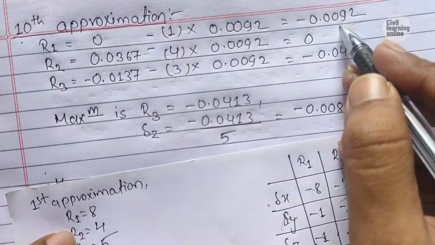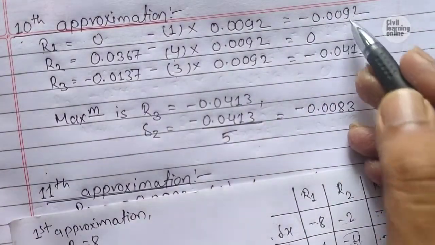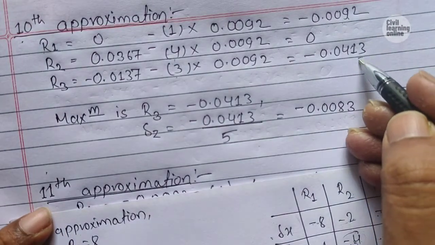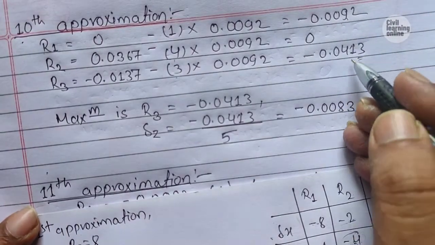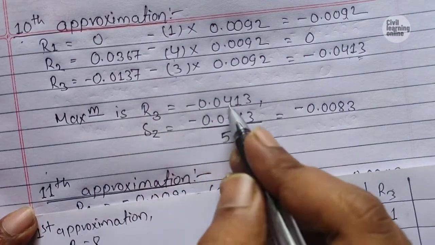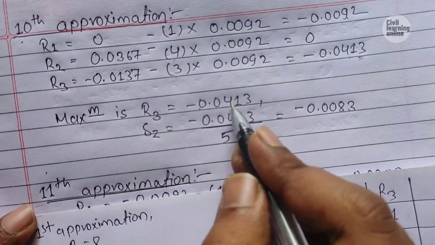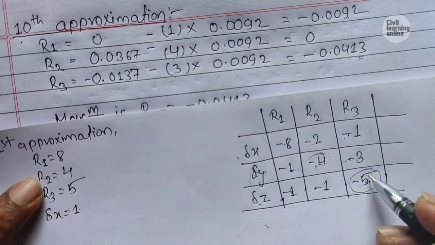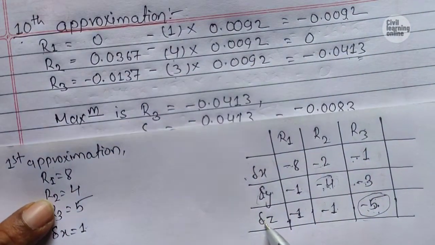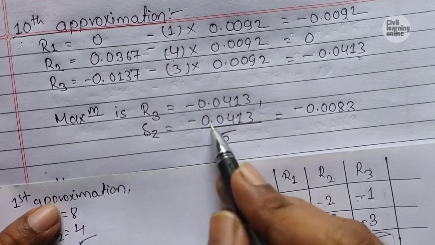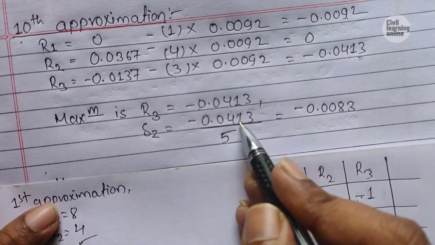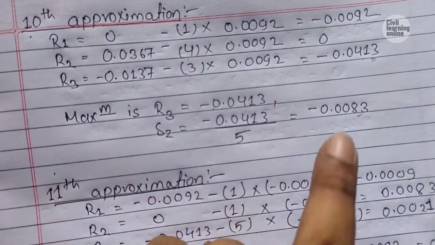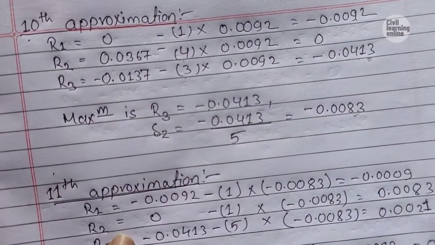Now among these three values we have the greatest value as 0.0413. So here the maximum is R3, that is 0.0413, and in the R3 column the greatest is 5. So we need to divide this by 5, and that is del z. So we get del z equals minus 0.0413 divided by 5, and we will get this value. Now we need to copy this value here in the 11th approximation.